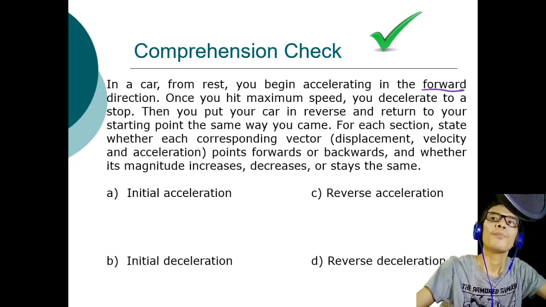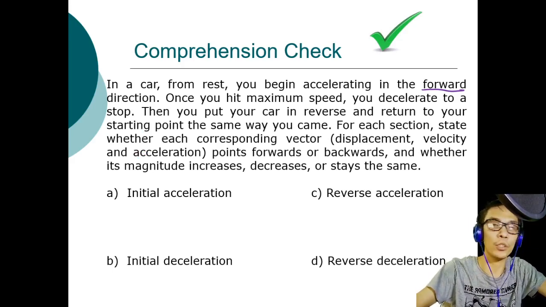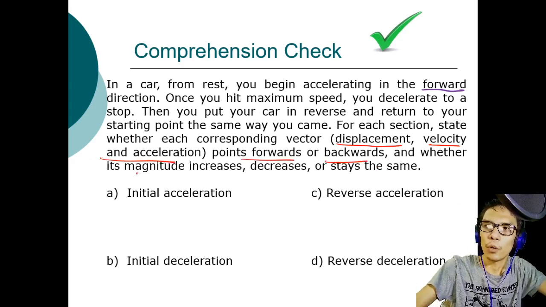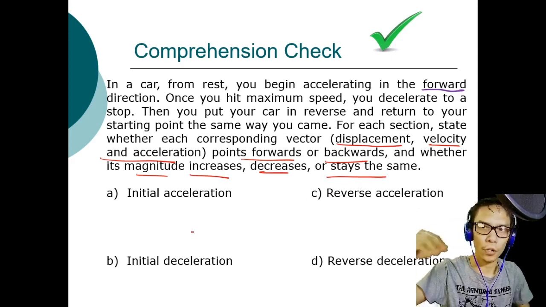Then you put your car in reverse and return to your starting point the same way you came. For each section, state whether each corresponding vector, which is displacement, velocity, and acceleration, points forward or backward, and its magnitude, if it is increasing, decreasing, or it stays the same. So let's find out, guys.